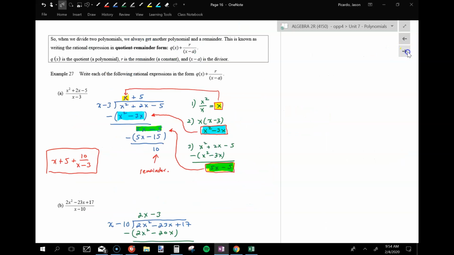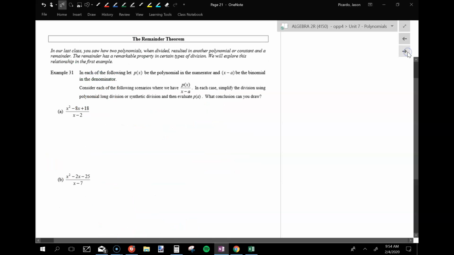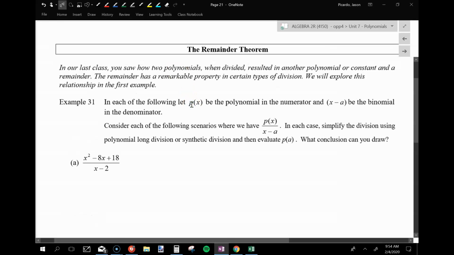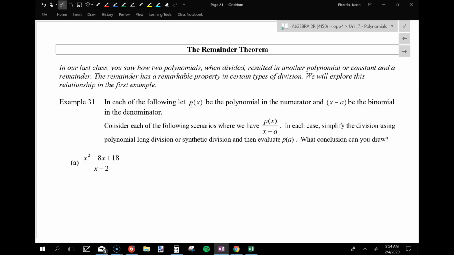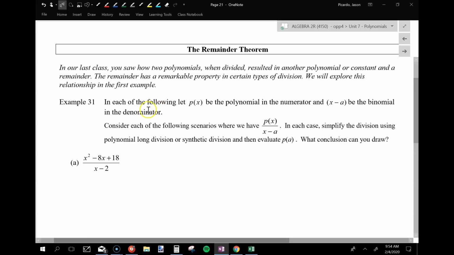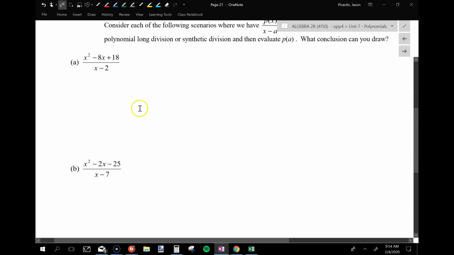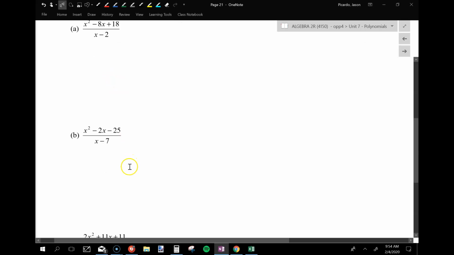All right, the last piece, guys, that we're going to pick up on today is the remainder theorem. And again, guys, like I promised you, I thought that last piece that we did was an extension on something that we did earlier. And this is an extension on what we did yesterday, okay? So here's what I want to know. It says, in each of the following, I have a polynomial divided by some denominator. Consider each of the scenarios. What conclusion can we draw?